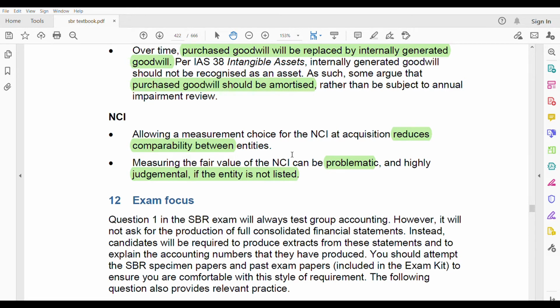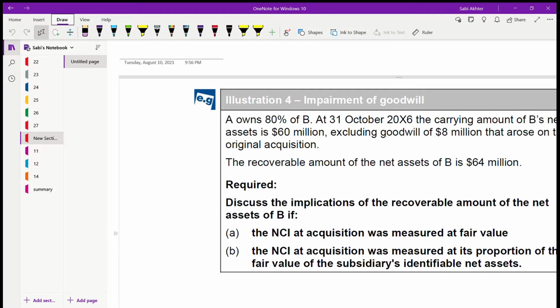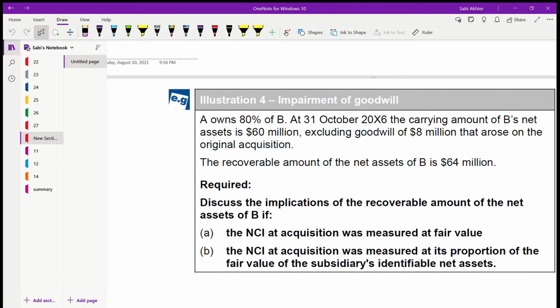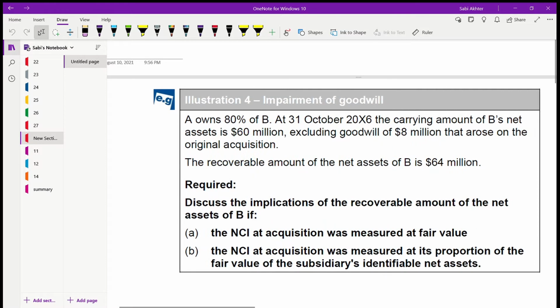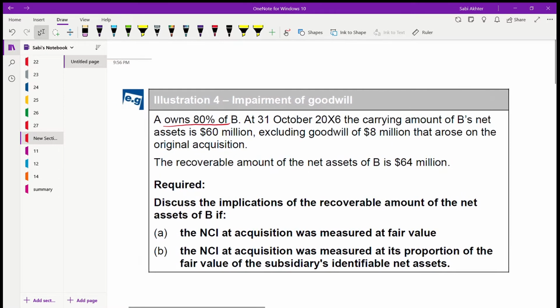So let's start with test your understanding. But before doing that, let me illustrate this through a question. A owns 80% of B, that means as a subsidiary. At 31st October 2006, the carrying amount of B's net assets is 60 million, excluding goodwill of 8 million that arose in the original acquisition. The recoverable amount is 64 million. Discuss the implication for the recoverable amount of the net assets of B if NCI is measured at fair value, and if NCI is measured using the second method.